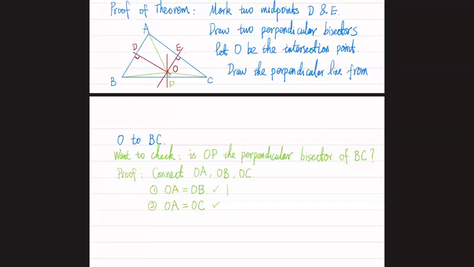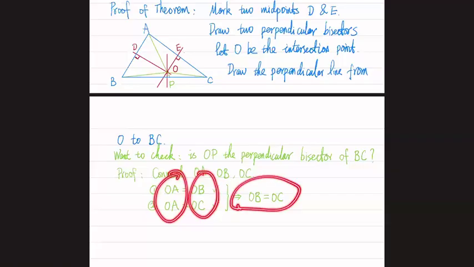Combine the two. I want to see OB equals OC. Okay, let's see why. Kira, do you have a guess why? Well, OA equals OB and OA equals OC, so OB will equal OC. Okay, yes, because they both equal the same term, they must be the same size.